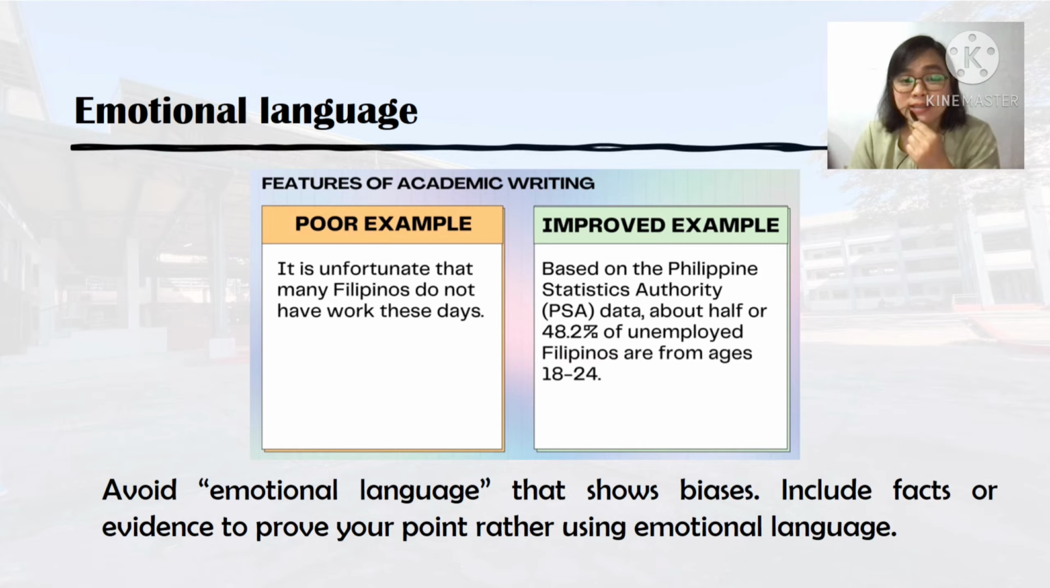For poor example, it is unfortunate that many Filipinos do not have work these days. For improved example, based on the Philippine Statistics Authority data, about half or 48.2% of unemployed Filipinos are from ages 18 to 24. As you can see, instead of using emotional language, you used evidence or enough information to support your claim.